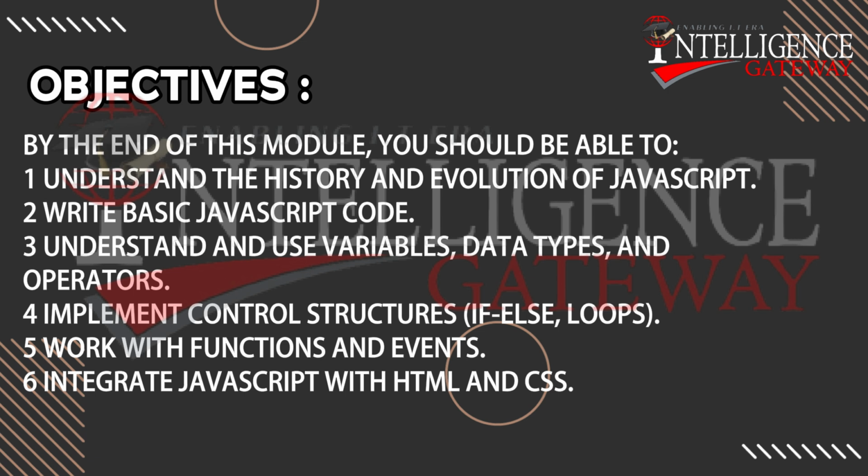Objectives. By the end of this module, you should be able to: 1. Understand the history and evolution of JavaScript. 2. Write basic JavaScript code. 3. Understand and use variables, data types, and operators. 4. Implement control structures, if-else, loops. 5. Work with functions and events. 6. Integrate JavaScript with HTML and CSS.